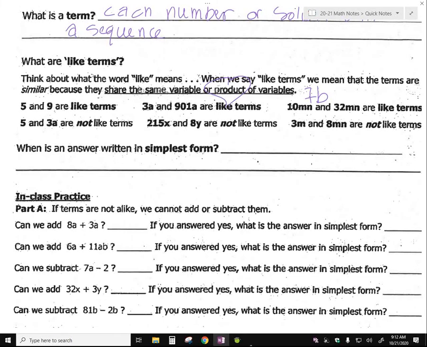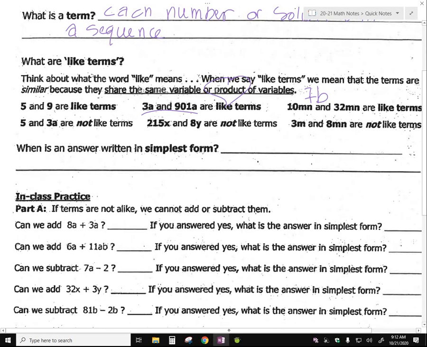For this one, we have 3 apples and 901 apples. Those two are like terms. That's a lot of apples. You're very hungry, or you're selling them. So for this one, we have 215x and 8y, which are not like terms. We have 215 x-rays and we have 8 yams. You can't put those together and get x-rays of yams. Okay?